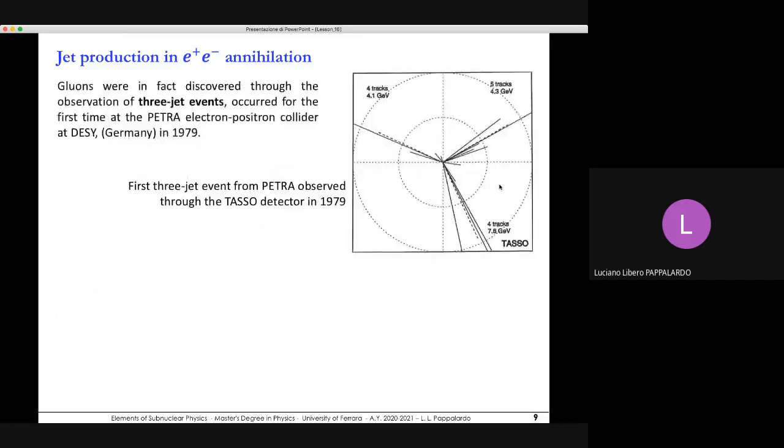And in fact, indeed, the first observation of a 3-jet event was seen at the PETRA machine at DESY in 1979, and it was the very first experimental proof of the existence of gluons. This was the TASSO experiment. So this is the very first 3-jet event observed at the end of the 70s, and which revealed for the first time experimentally the existence of gluons.